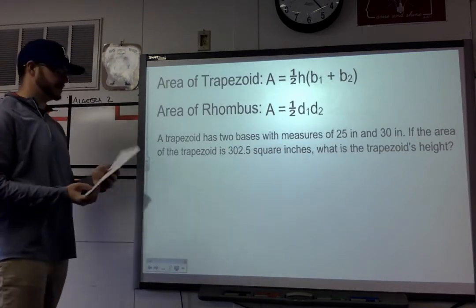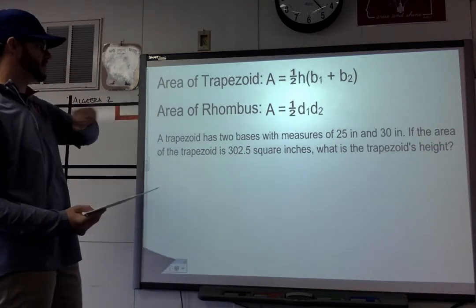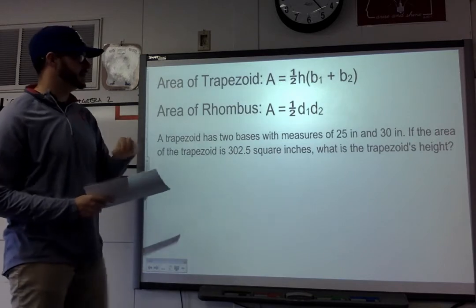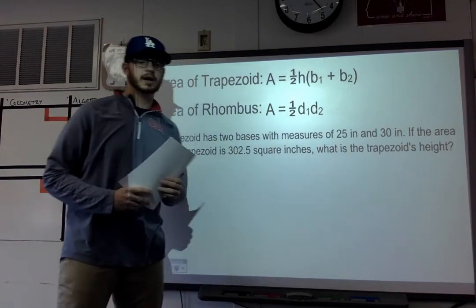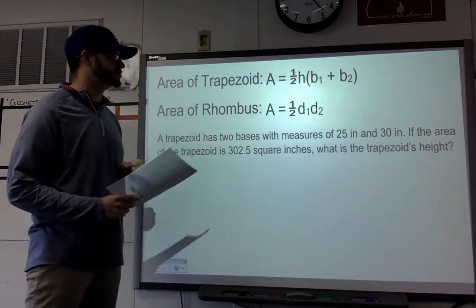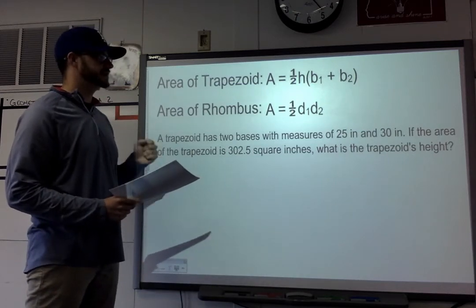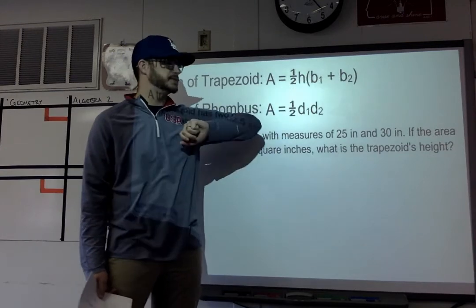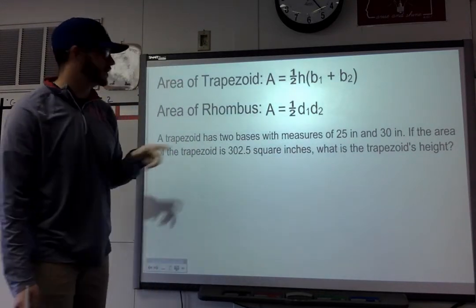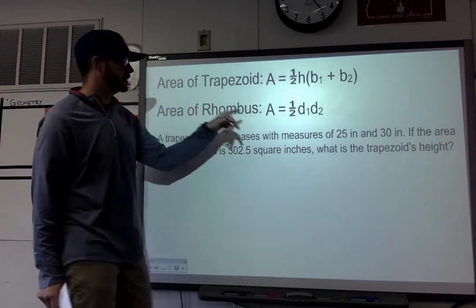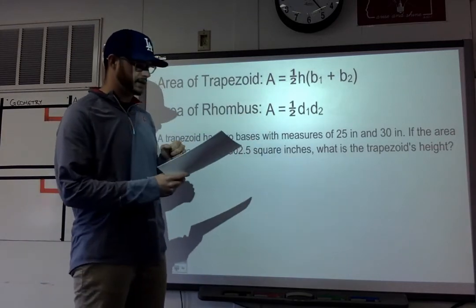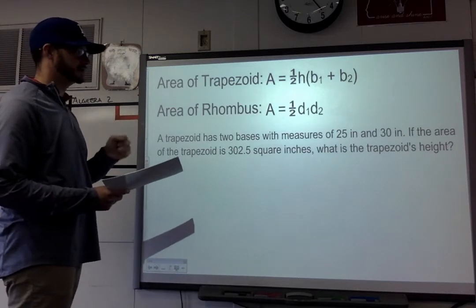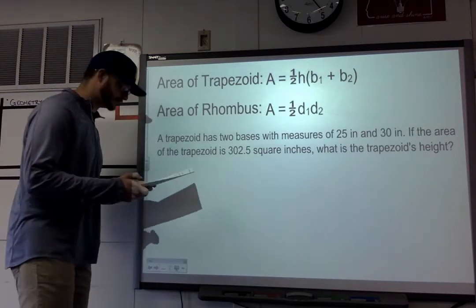Then our last slide here is going to be working with area of trapezoid and area of rhombus. So for a trapezoid, the area is equal to 1/2 times the height of the trapezoid times the sum of the two bases. So 1/2 times the height times base 1 plus base 2. Area of a rhombus, we're going to have area equals 1/2 times the diagonal 1 times diagonal 2.